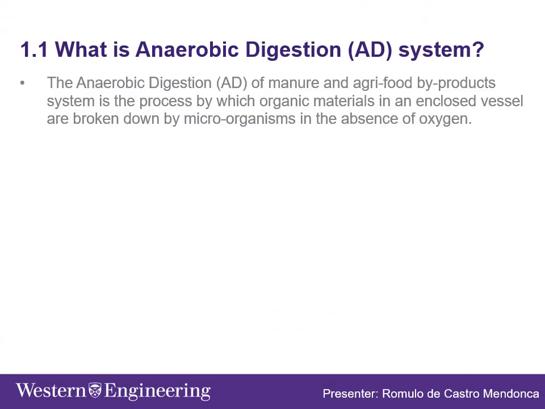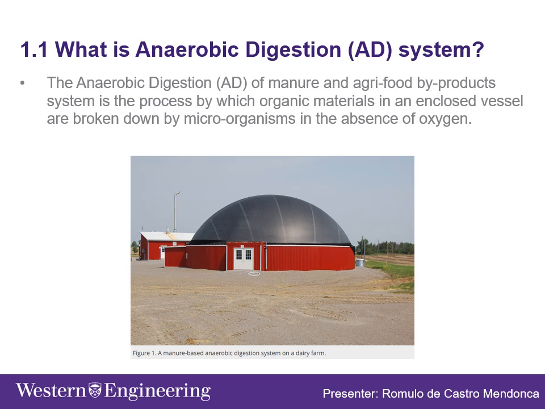What is an anaerobic digestion system? The anaerobic digestion of manure and agri-food byproducts system is the process by which organic materials in an enclosed vessel are broken down by microorganisms in the absence of oxygen. And you can see here a picture with an example of such an installation.